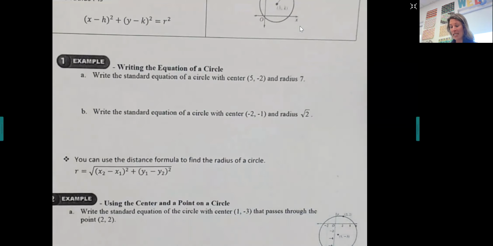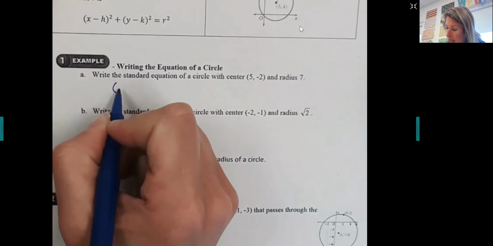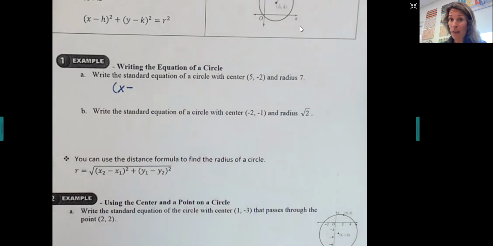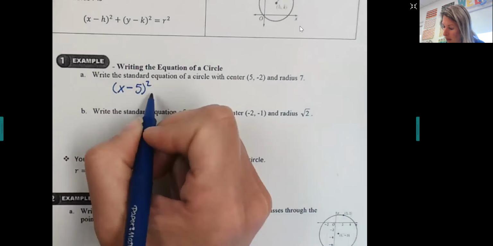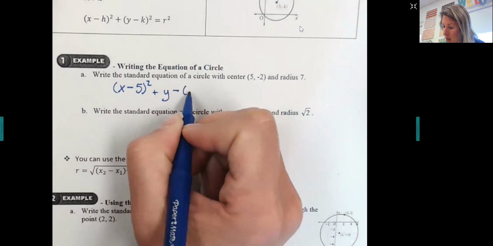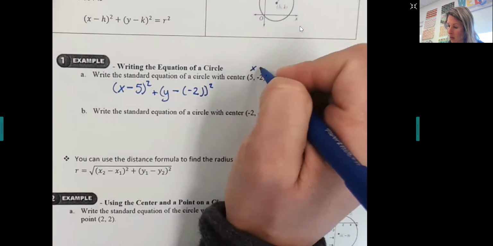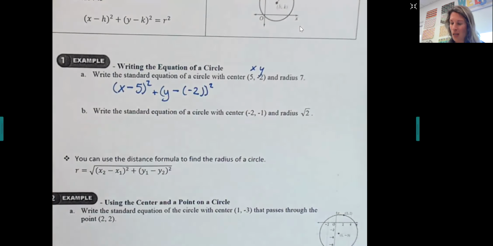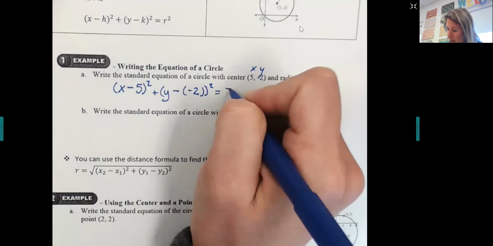So what this is saying is that the center of my equation is (5, -2), and then my radius is 7. So what we have to do is, the equation for a circle is always x minus whatever my x value is, and square that, plus y minus whatever my y value is. If you forget x and y, x is alphabetically first, so it comes first here. And that is equal to my radius squared.